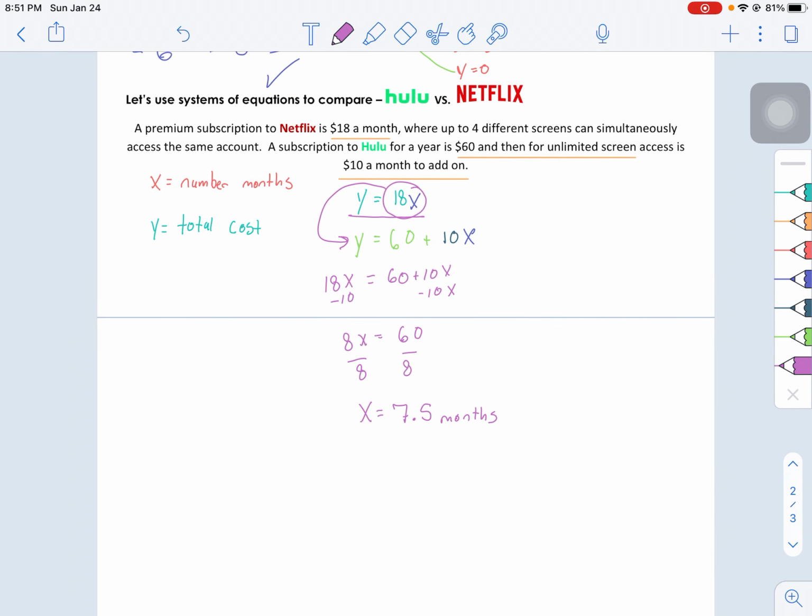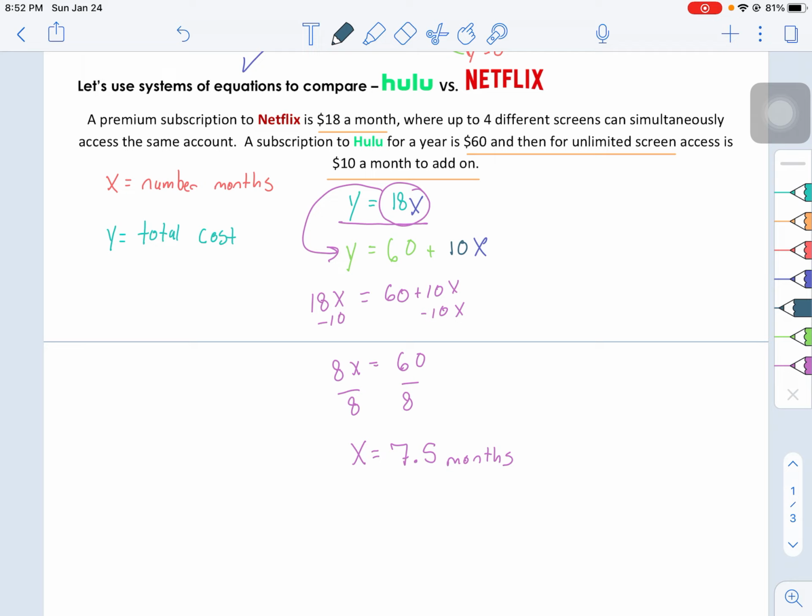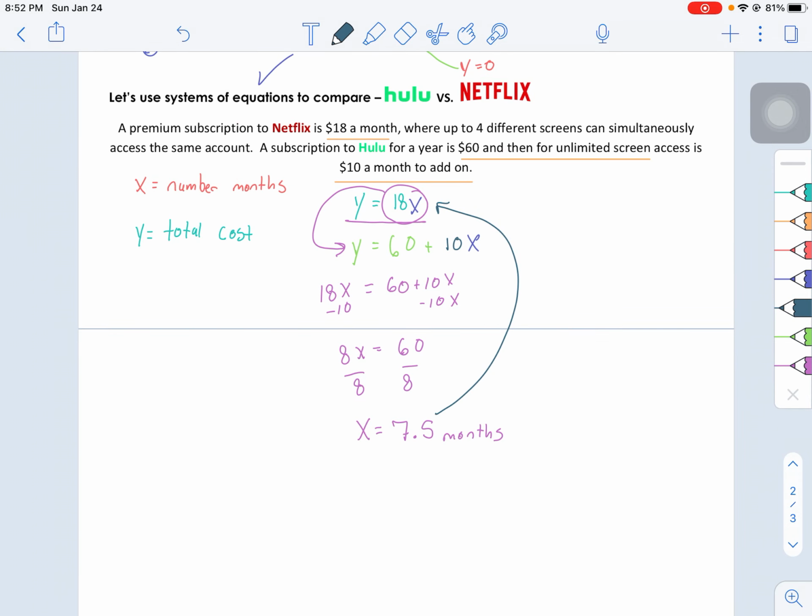So what we can say for a solution here is at 7.5 months, the cost, oh wait, no, let's figure out what Y is. We've only found half of this problem. We also need to figure out Y. Okay, so we plug 7.5 back into the equation, right? So let's plug 7.5 into here. So we have Y is equal to 18 times 7.5. So that's 18 times 7.5. Gives us Y is equal to 135.